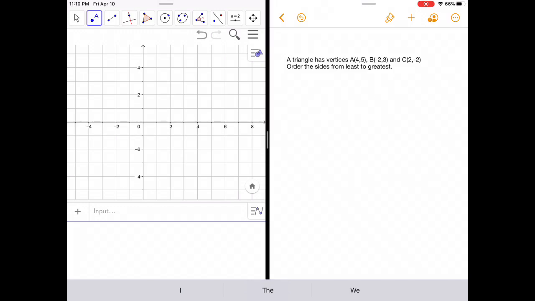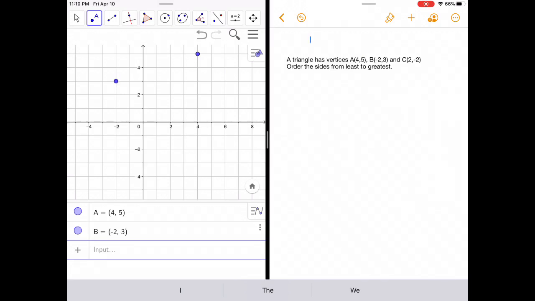The last type of problem we're going to look at is they're going to give us some vertices, and then we have to find the lengths of the sides and put them in order from least to greatest. So we're looking at triangle. The first triangle ABC, the first vertex is A at 4, 5. So it'll be right about there. B is negative 2, 3. So from the origin we go to the left 2 and up 3, right there. And C is 2, negative 2. So we go to the right 2 from the origin and down 2 right to there.